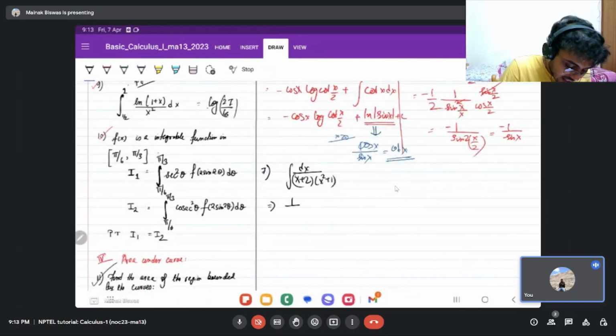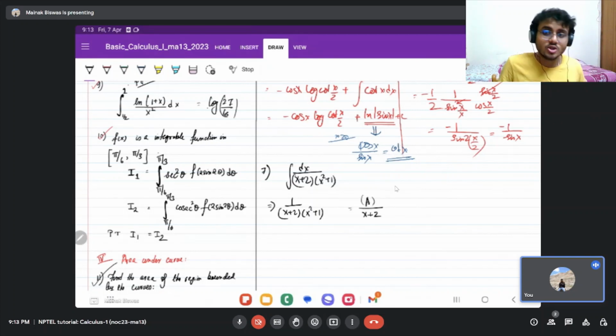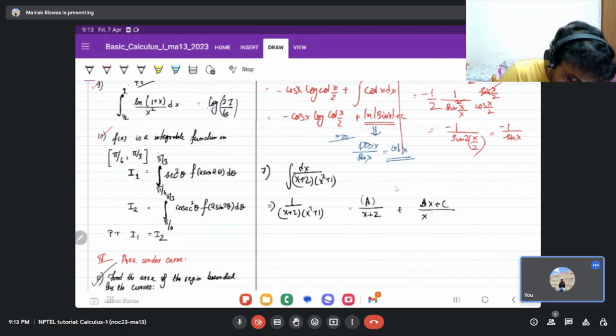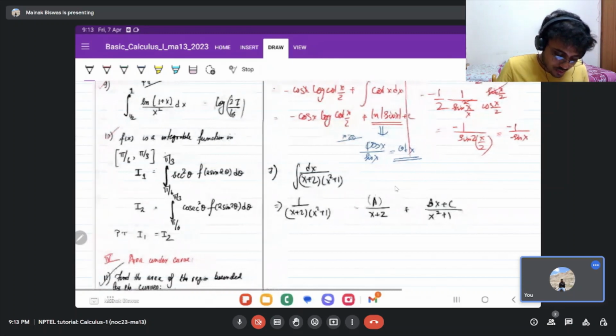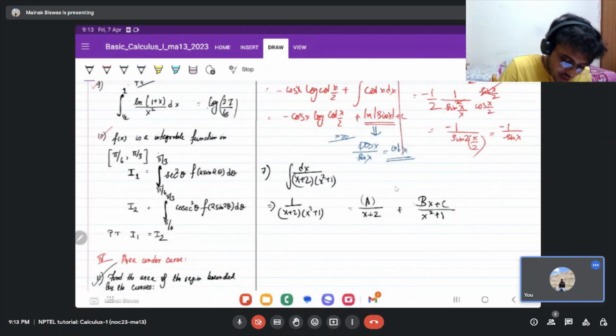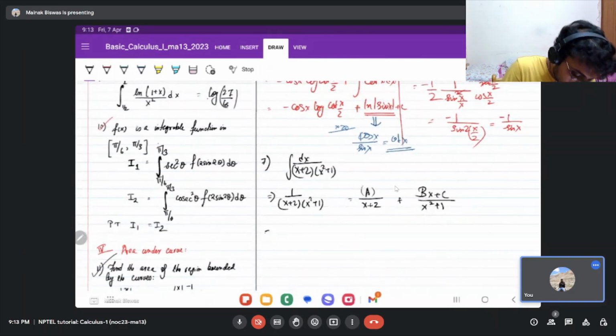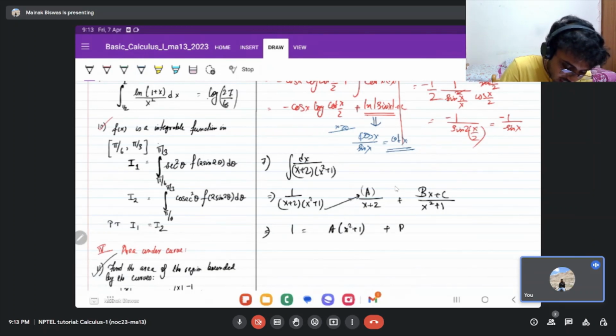you can write any polynomial or ratio of polynomials as A over (x plus 2) plus (bx plus c) over (x squared plus 1). This is your numerator, so your numerator will always have a lower degree than your denominator, because if it is more, you can always divide off the numerator to get a lower degree. That's the idea. Now you can easily solve this equation by doing a cross multiplication. So you get a(x squared plus 1) plus (bx plus c)(x plus 2).